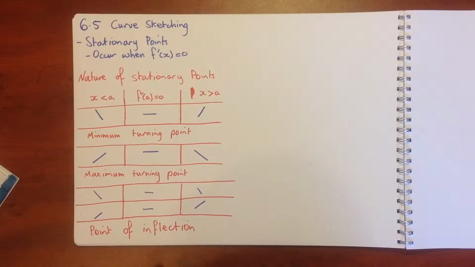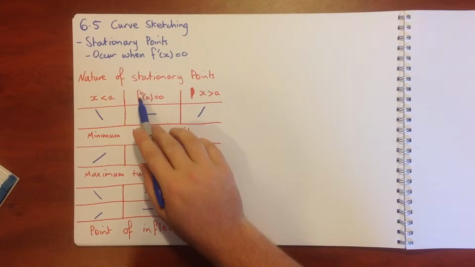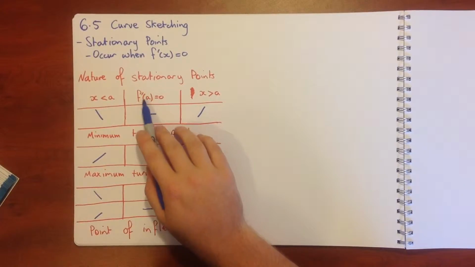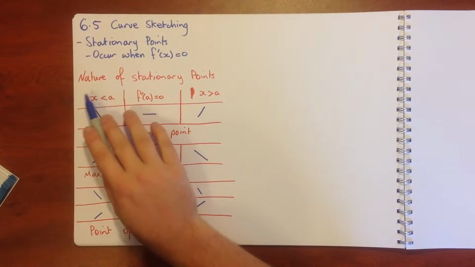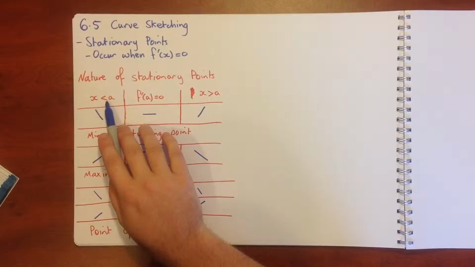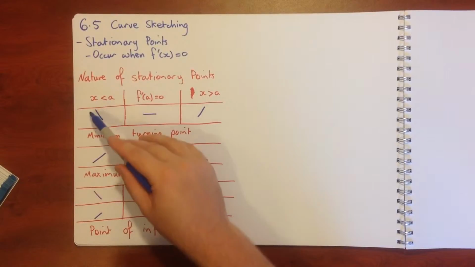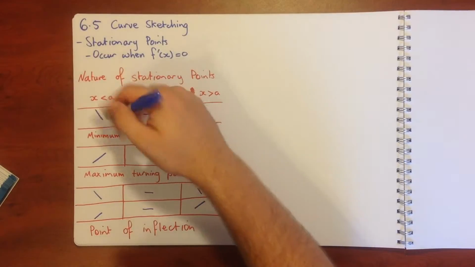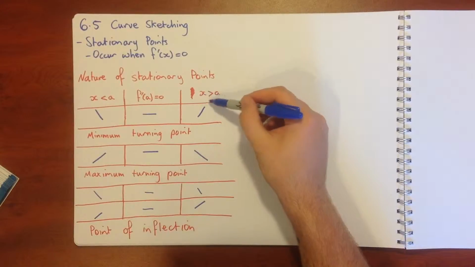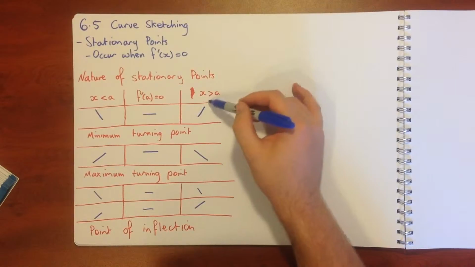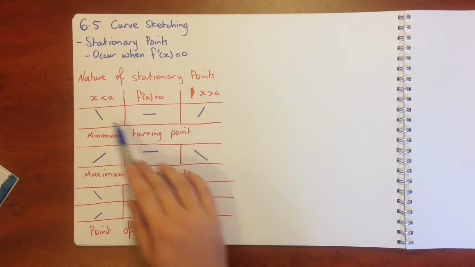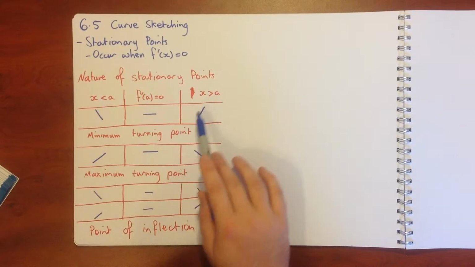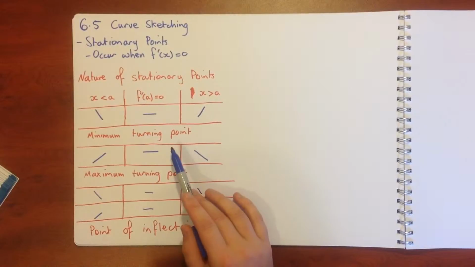If at some value of x equaling a our derivative equals 0, then for all values less than a, our derivative is negative. We've got a negative gradient. For all x values bigger than a, we've got a positive gradient. We can see here that we've got a turning point. You can see with the shape that would be a minimum turning point.